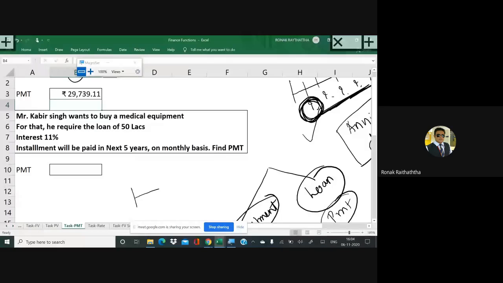This Kabir Singh has taken a loan of 50 lakhs to buy one medical equipment, and that can be pretty much understood as well, because Mr. Kabir Singh would not be having the money, given the kind of shocks and pleasures, the habits which he has, such sort of things. He must be finding the money from various sources.